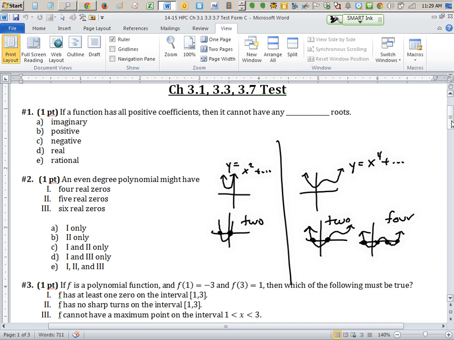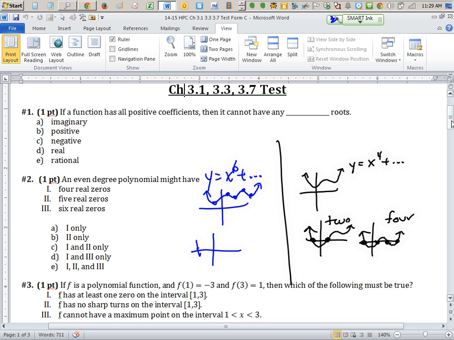But I can't see how you could possibly get 5 real zeros. You could take a 6th power function like this, y equals x to the 6th plus yada yada. That thing has 5 turning points. 1, 2, 3, 4, 5. And you could shift it down a bit and get 1, 2, 3, 4, 5, 6 x-intercepts. But I can't imagine how you could get 5. How could you get 5?